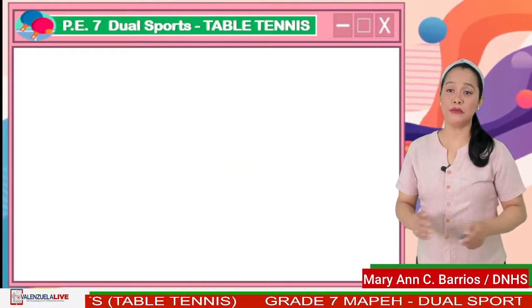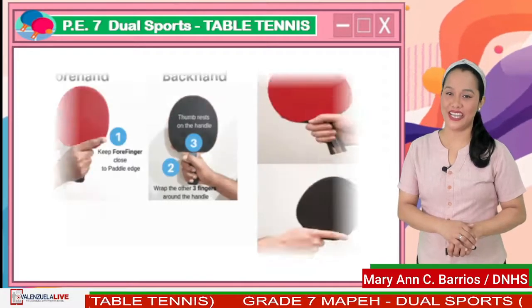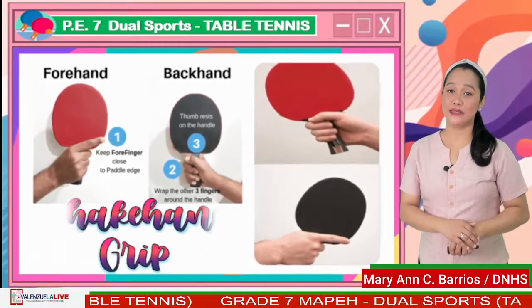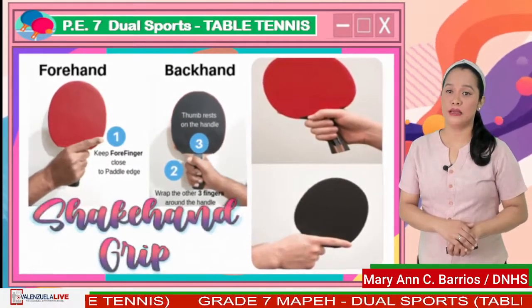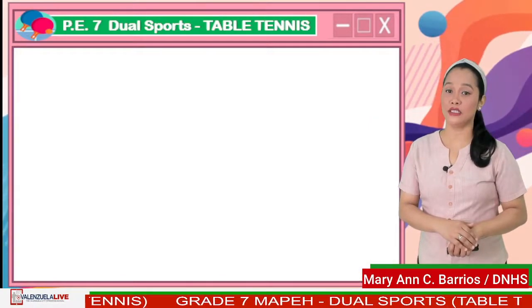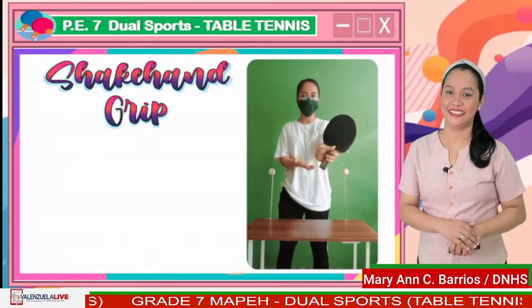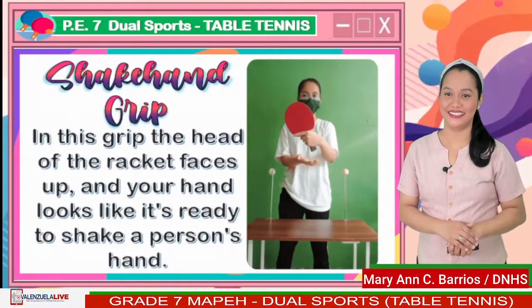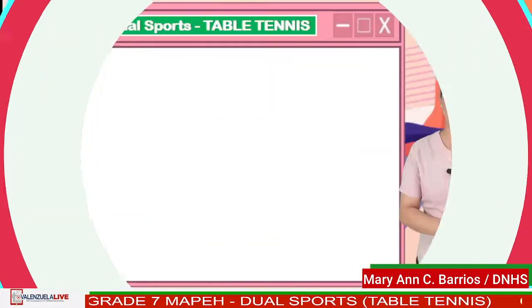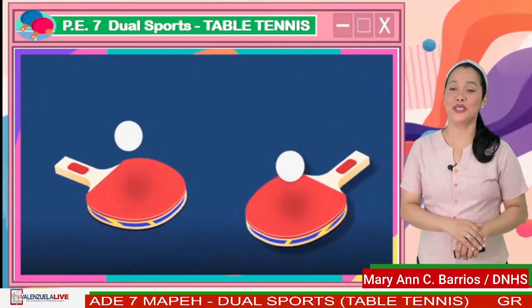Next type of grip is the shake hand grip. In this grip, the head of the racket faces up and your hand looks like it's ready to shake a person's hand. Now let's talk about the strokes used in table tennis.